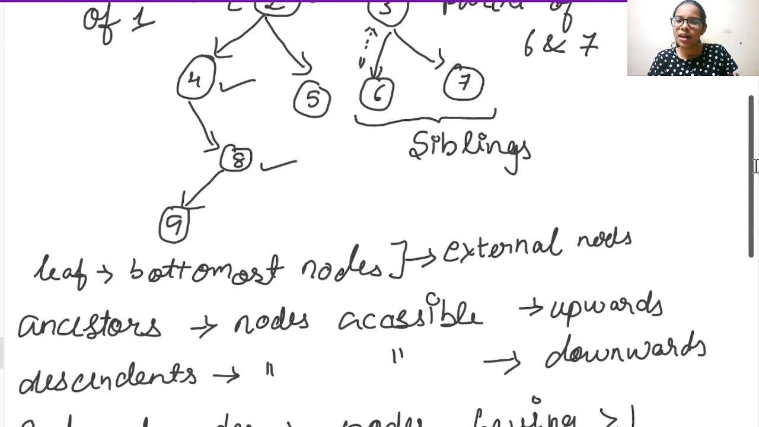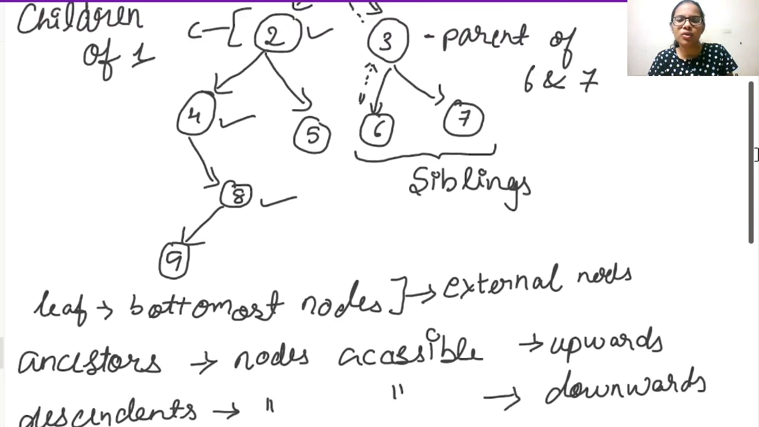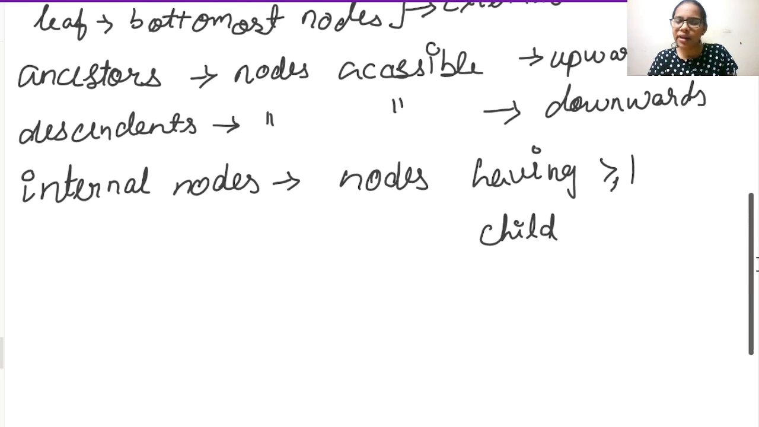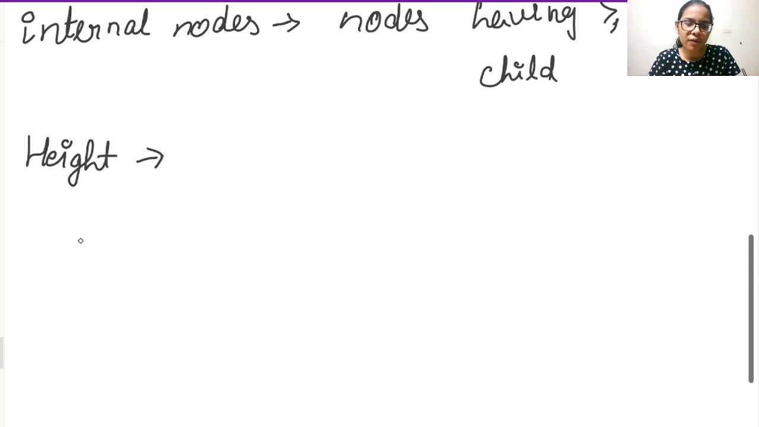So over here you see that 2, 3, 4 and 1, 2, 3, 4, they are internal nodes. So this was about internal nodes. Now what about height and depth? Both of these concepts are very important, the concept of height as well as the concept of depth in trees.